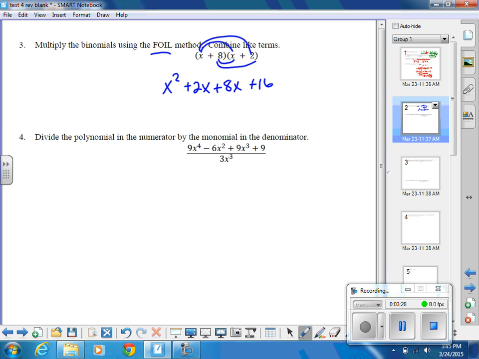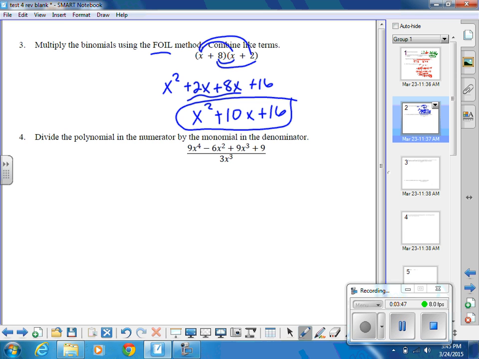Now, I can combine these 2 terms because they're both x terms. So 2x and 8x ends up giving me 10x. I'm going to write this out as my final answer, x squared plus 10x plus 16. I cannot add or subtract anything more in this problem. I am finished.